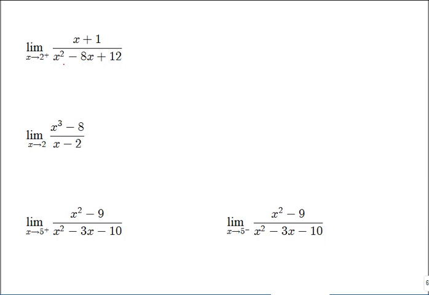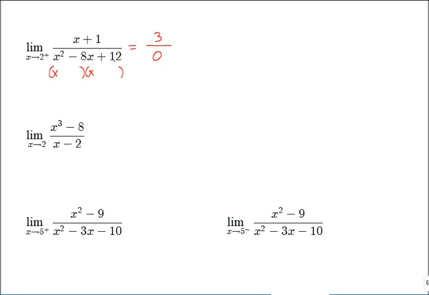Okay, if we go to the next one and plug in right away, 2 plus 1 is 3, and on the bottom 2 squared is 4, 8 times 2 is 16, so we're going to get 16 minus 16 is 0. Now notice that denominator is a quadratic, so potentially it could factor, and I usually find it easier to go ahead and put it in its factored form when I'm trying to figure out my signs. So let's go ahead and factor this.